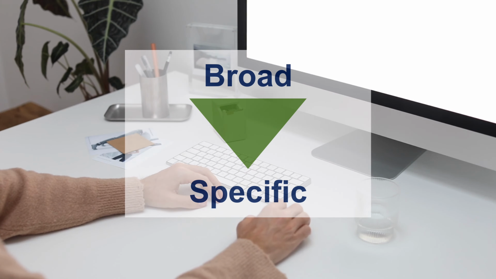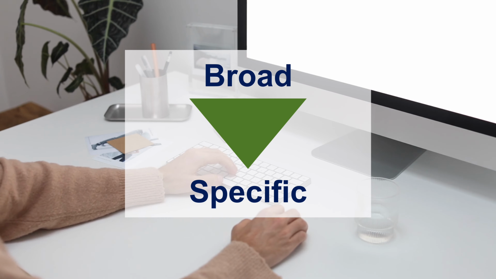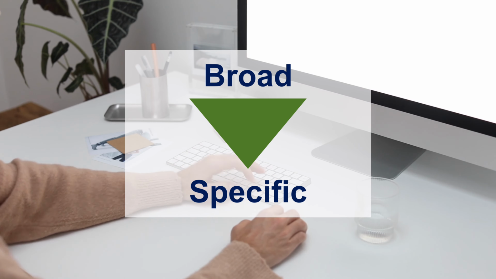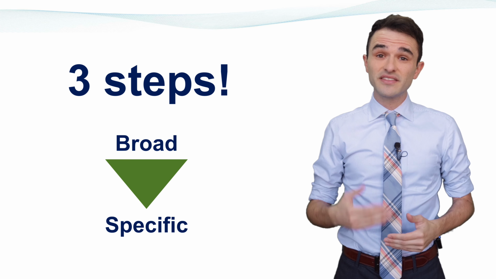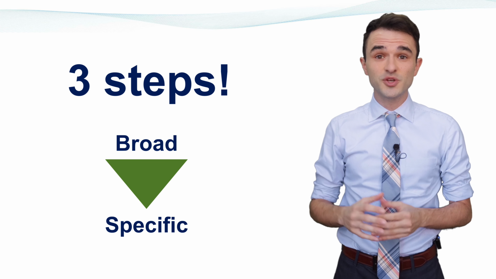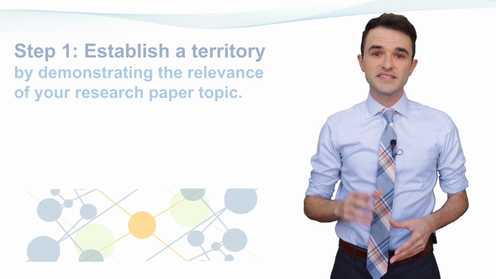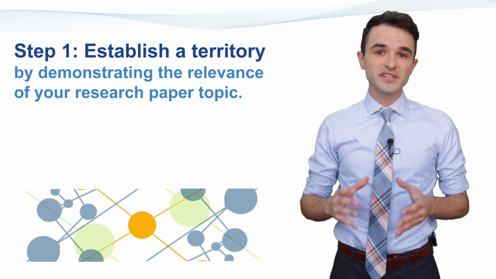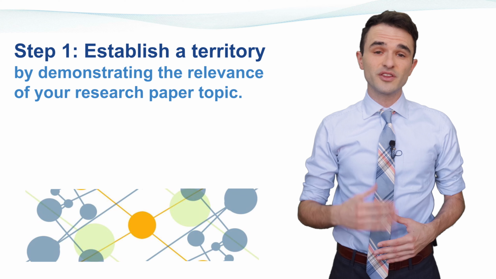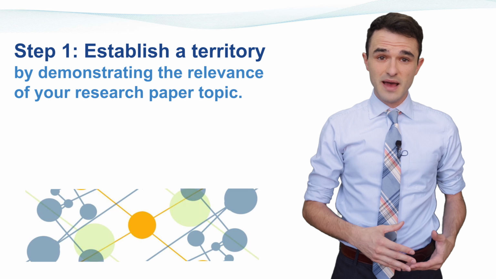The overall structure of a research paper starts from broad and then becomes more specific. Let's look at the 3 steps you can take to move your research paper from broad to specific. Step 1. Establish a territory by demonstrating the relevance of your research paper topic.